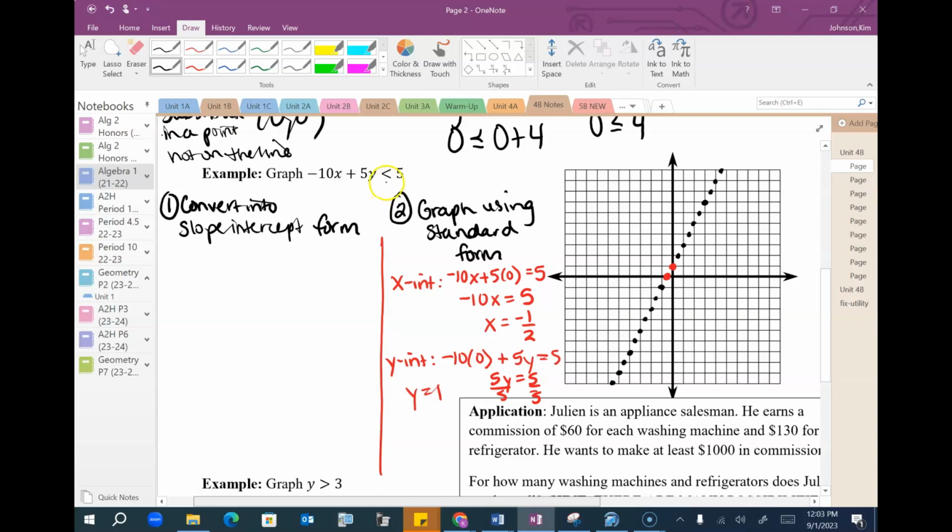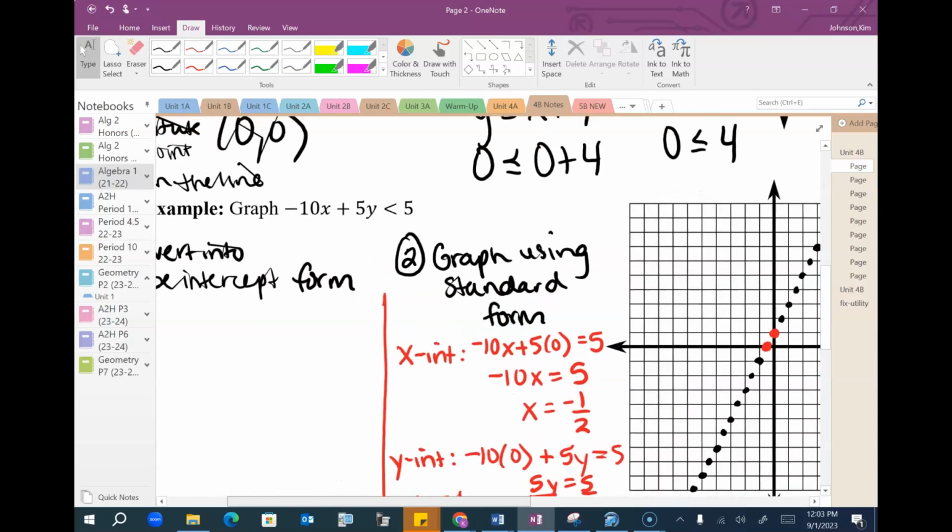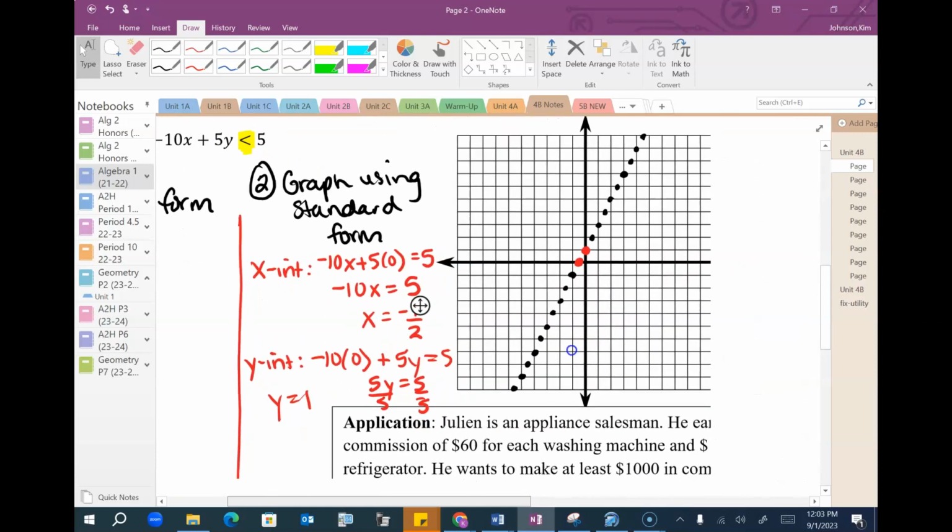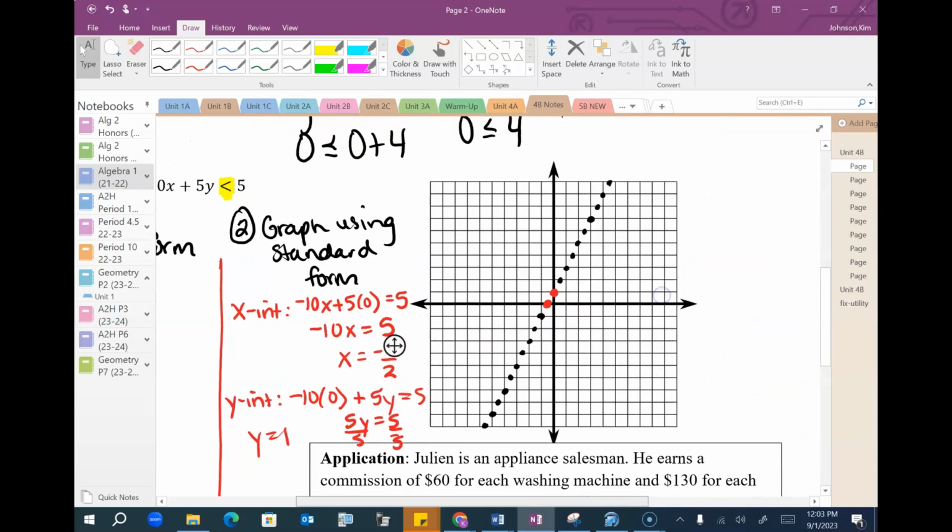I have to decide how I'm going to connect the points. Will I connect them with a dotted line or a solid line? Again, solid line means you want to include the points. Dotted line means you don't. This symbol says strictly less than, so I don't want to include the points that are on the line. So I'm going to do a dotted line. I'll just connect every other dot here so that I can tell this is a dotted line. And now I have a dotted line.